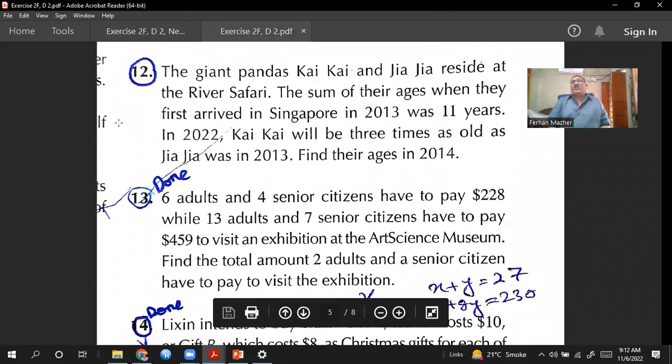So we are going to the next question. The next question is question number 12. It says, the giant pandas Kai Kai and Jia Jia reside at the River Safari. The sum of their ages when they first arrived in Singapore in 2013 was 11 years. In 2022, Kai Kai will be 3 times as old as Jia Jia was in 2013. Find their ages in 2014. So this is the question.